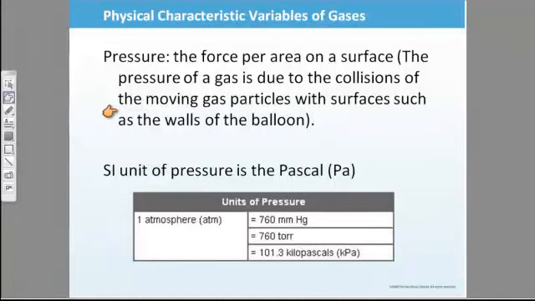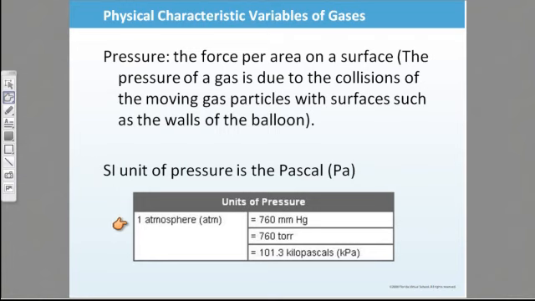Because they're moving, they, of course, are going to be bouncing into each other. They're also going to bounce into the wall of the container that they are in. Well, pressure is simply a measure of how much they hit the wall of the container. There are, again, some different units that we can use. The SI unit of pressure is the Pascal. Typically, we talk about kilopascals just because the Pascal is a very small unit.